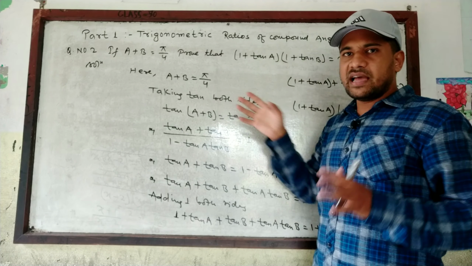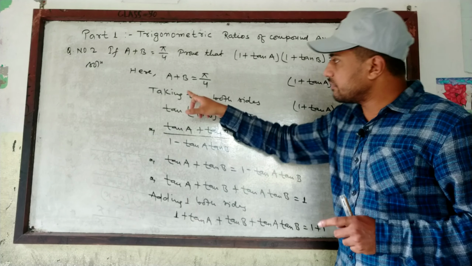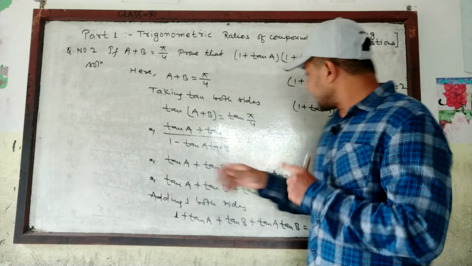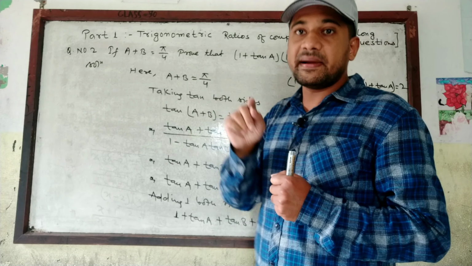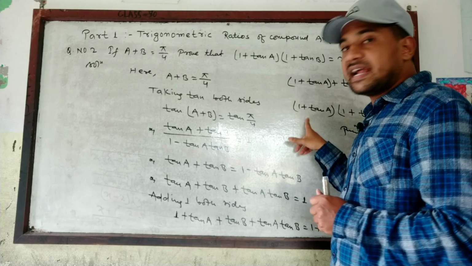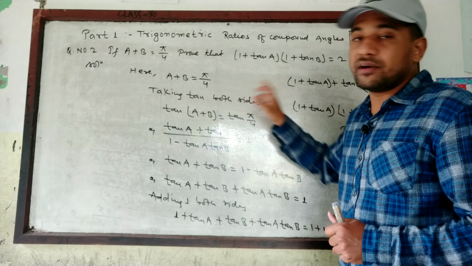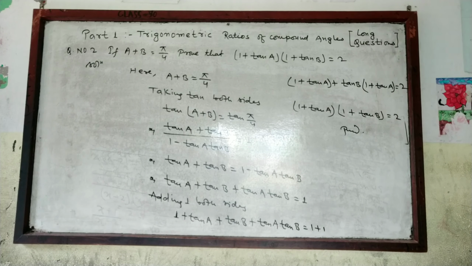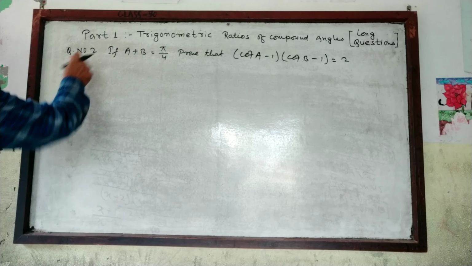Suppose sometimes according to the question, it is 1 plus cot A and 1 plus cot B is equal to 2. Then what do we have to take? We have to take cot on both sides. If you take tan also, no problem, but at last you have to convert this tan into the form of cot, since tan A is equal to 1 by cot A. Or you can take cot directly on both sides if you know the formula of cot. Otherwise you can take tan also, no problem. Okay, hope you understand this question. Look at the next one now, number 3. Here you can see the question number, this one is 3.